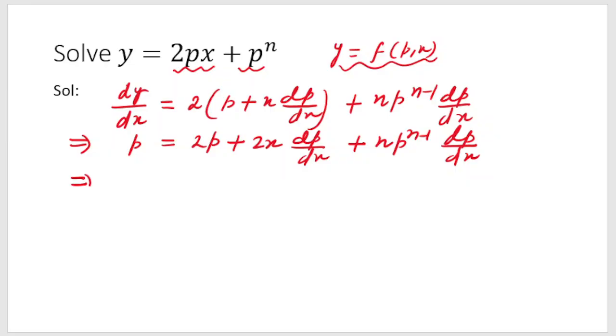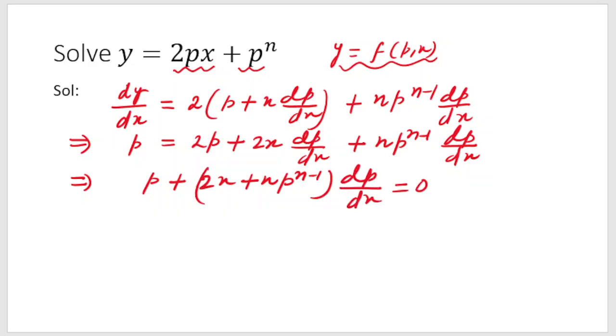Let us simplify it. Take p on the other side, so 2p minus p will become p. So p plus 2x plus n p to the power n minus 1 dp by dx is equal to 0. I hope you got it. I took the p on the other side, so 2p minus p will become p, and from this I have taken dp by dx common.